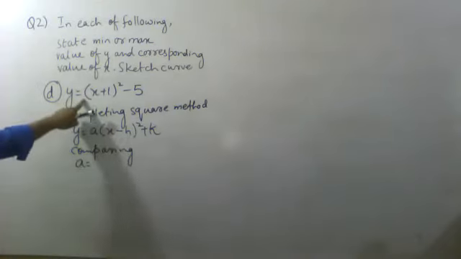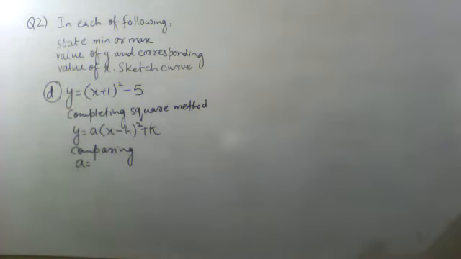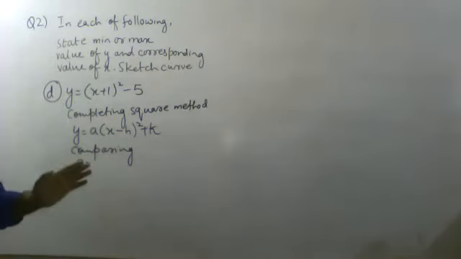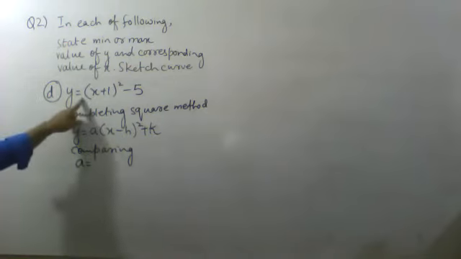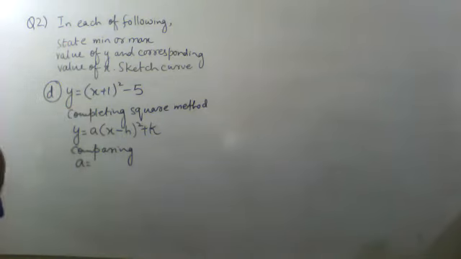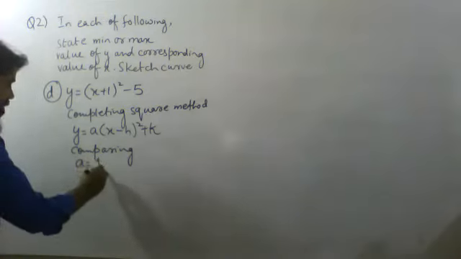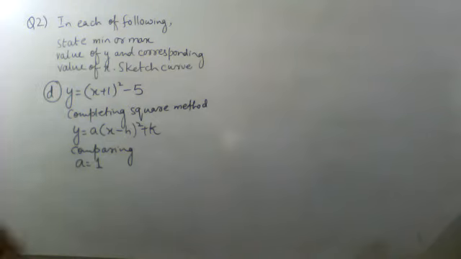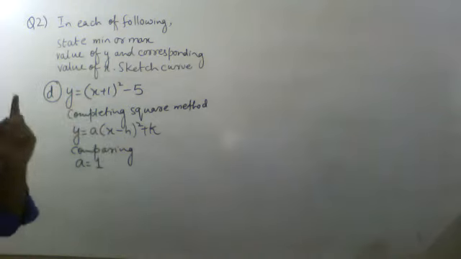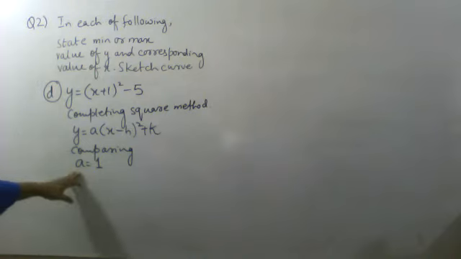So, what is written outside this bracket? They haven't mentioned anything over here. But if no coefficient is written, we always say that the value of the coefficient will be 1. So the value of a over here is going to be 1.